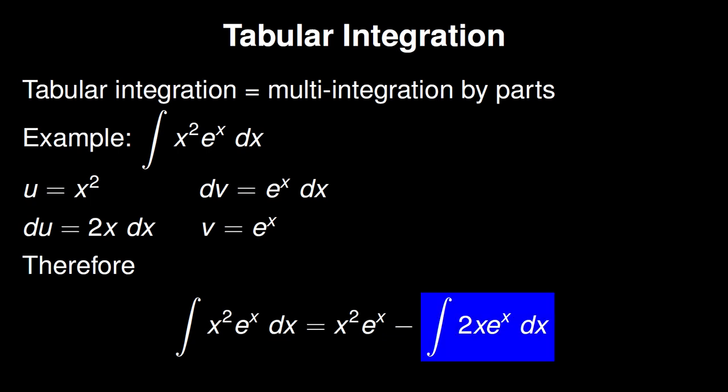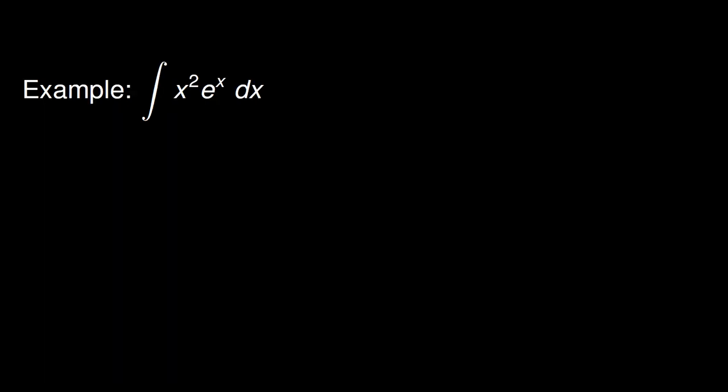Now, notice this new integral here again needs an integration by parts, because we have decreased the degree of the polynomial from 2 down to 1. We need to go ahead and decrease it by one more degree, and that's where we need to apply integration by parts again. So because we're applying integration by parts multiple times, this is where tabular integration comes into play. So let me show you how tabular integration works, and then afterwards we'll talk about why it works.